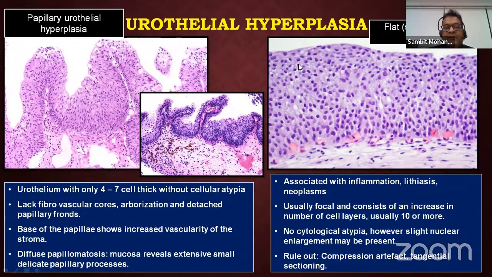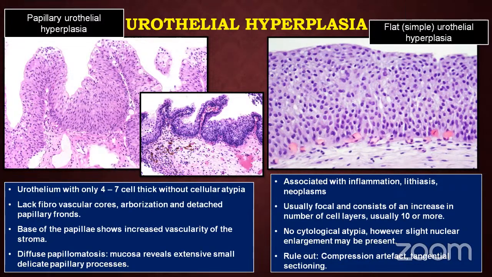Suppose this is a flat lesion, but the lining is more. No atypia absolutely. No fibrovascular core, just some vessels stuck to the basement membrane. This I'll call a urothelial hyperplasia. It could be flat hyperplasia or a papillary hyperplasia. In these cases, I would not think about PUNLMP, low grade, high grade, anything. Is it clear? Yes, sir. Okay, great. Thank you.